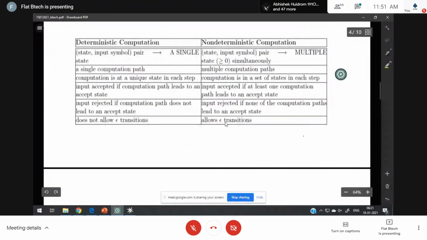There are some more points between deterministic and non-deterministic. You can Google it, and you can find many differences.